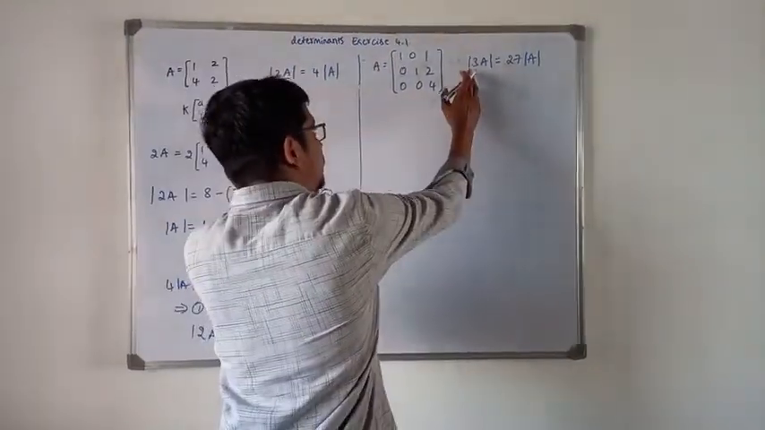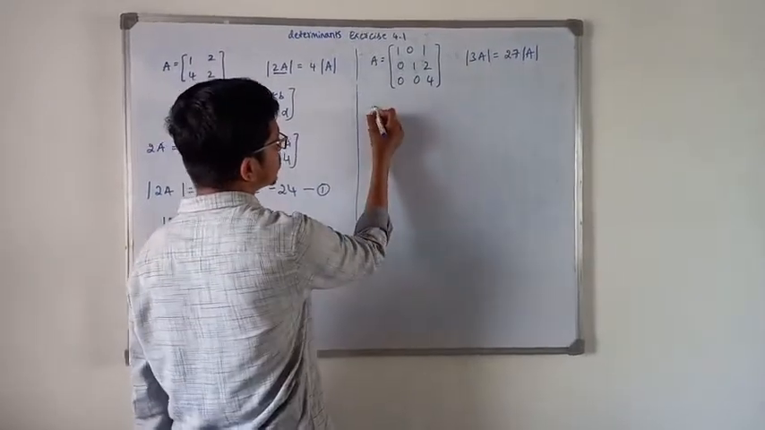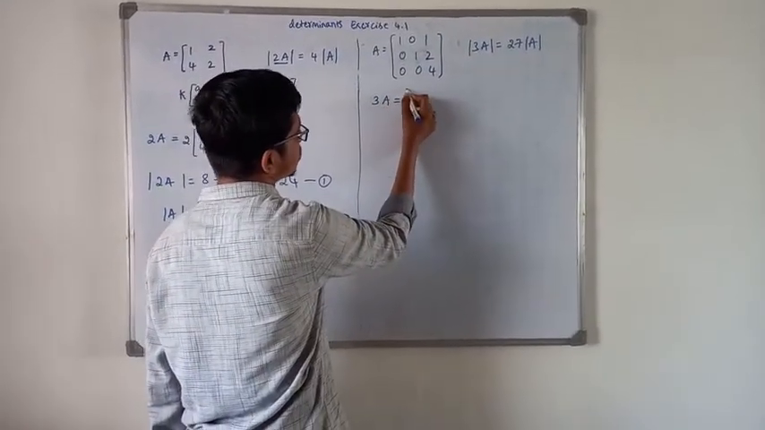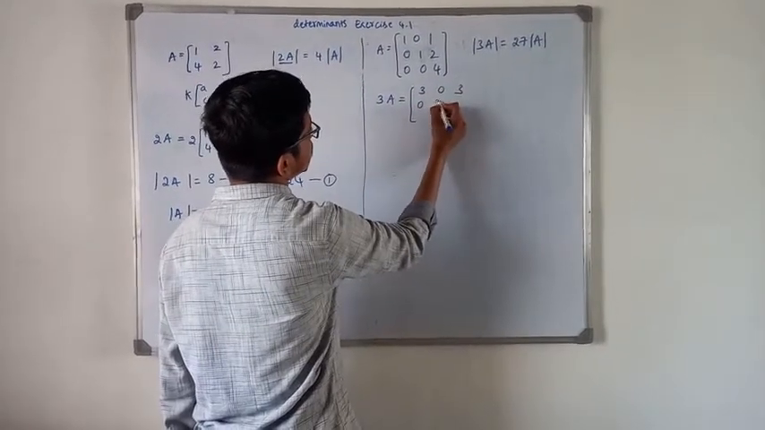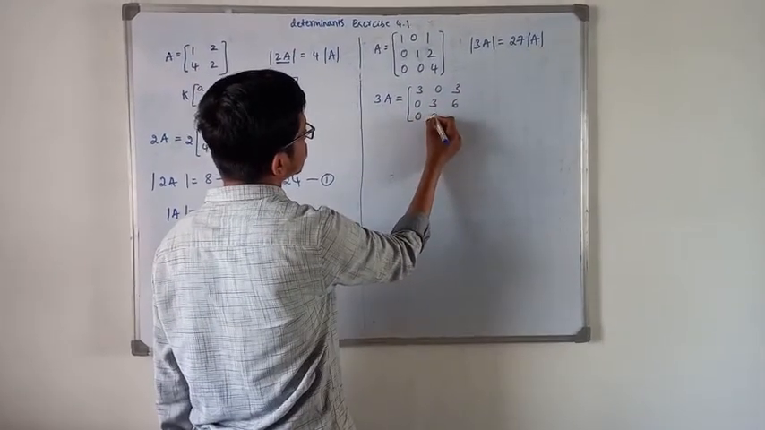Here first we can find the scalar product of the matrix A, that is 3 into A, that is equal to the matrix with rows 3 0 3, 0 3 6, 0 0 12.